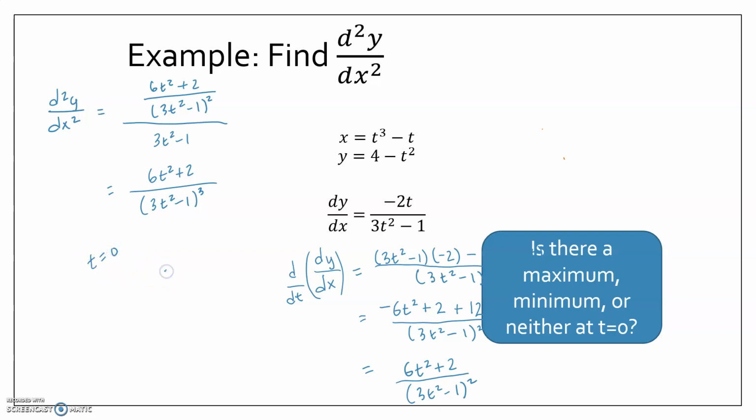We get 2 over negative 1 cubed. So it's negative, it's less than 0. So we have a horizontal tangent line at t equals 0, and we have concave down. So we have a maximum at t equals 0.